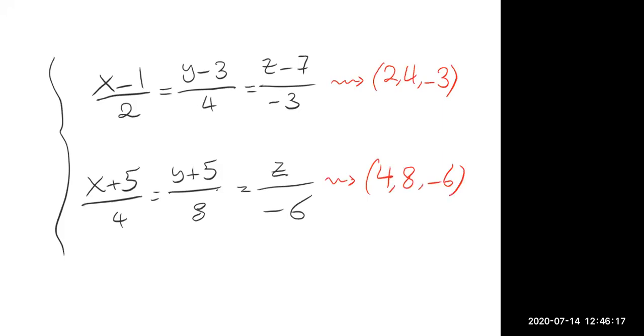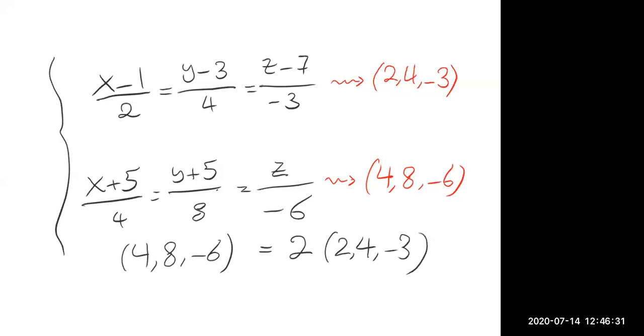Are they multiples of each other? Can I get to one by multiplying the other one by a number? Yes. So 4, 8, minus 6 is equal to 2 times the other vector. 2 times 2 is 4, 2 times 4 is 8, 2 times minus 3 is minus 6. In that case, they are parallel. But if rather than minus 3, I had minus 4, then that wouldn't be true anymore, and they wouldn't be parallel. So that's the way to understand when two vectors are parallel inside three-dimensional space.